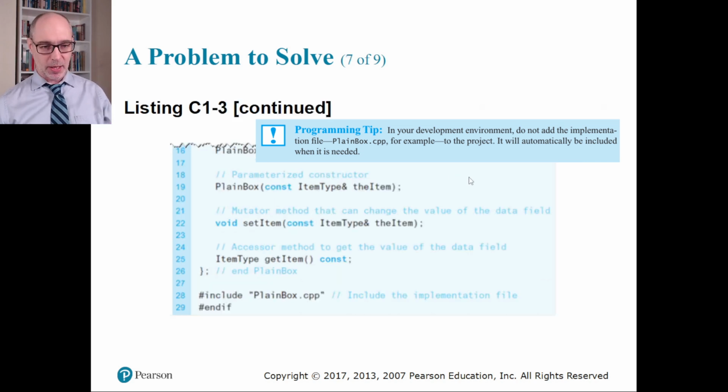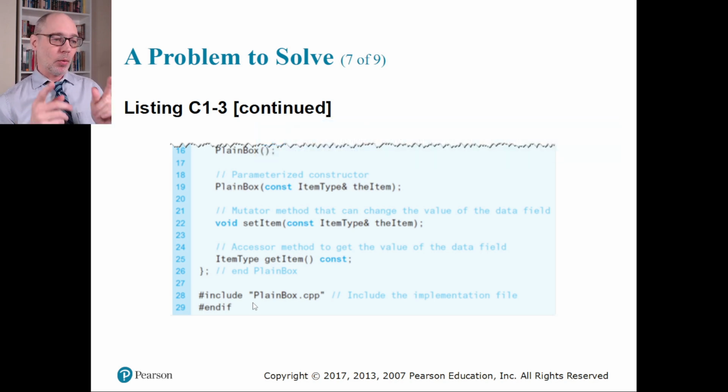Let me go back a slide, actually. You notice at the end of the template header file, line 28, it says #include plainbox.cpp. I bet you've never seen something like that before. But what that's doing is it's just taking where the implementation code is, copy pasting it here. And so when the compiler finally sees this, it looks like all of the code is in the header file.